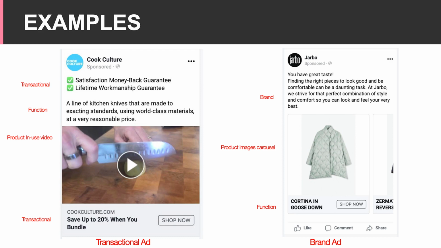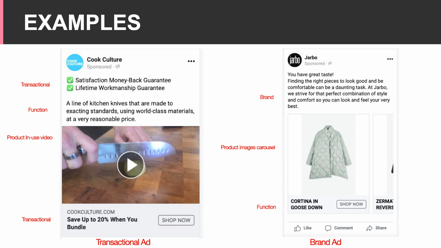So you can see at the very top in the body copy, there's a couple of nice emojis. You want to use emojis a lot in your ads. Those are very effective. So it's just a couple check marks. It says satisfaction, money back guarantee, and lifetime workmanship guarantee. So these are both guarantees. These are transactional attributes because they lower the risk of the customer and make them feel a lot more safe to buy.